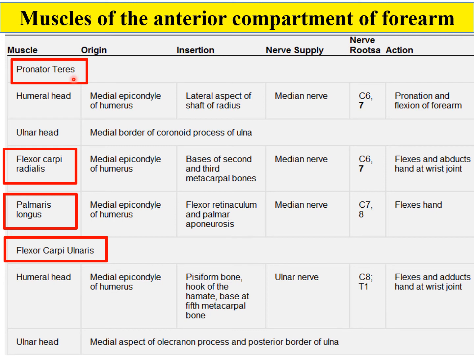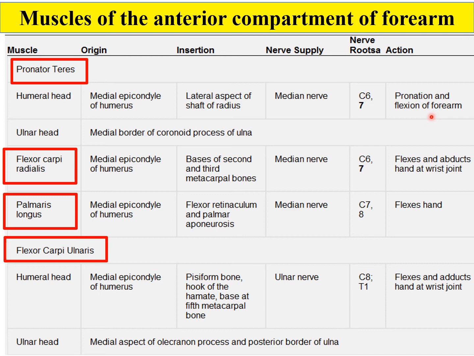Pronator teres, as the name indicates, will perform the function of pronation. It has two attachments, a humeral and an ulnar. On the humeral side, it is attached to the medial epicondyle of the humerus, and on the ulna to the coronoid process of the ulna. From two bones it takes origin, and it inserts on the lateral aspect of the shaft of the radius. The main nerve supply of the anterior compartment of the forearm is the median nerve, that is root value C6 and C7, and the main function of pronator teres is pronation and flexion of the forearm.